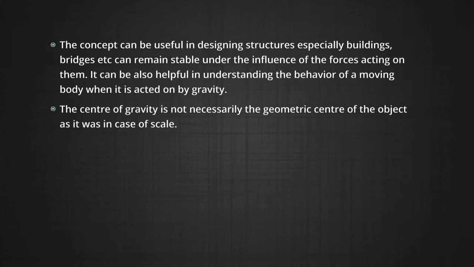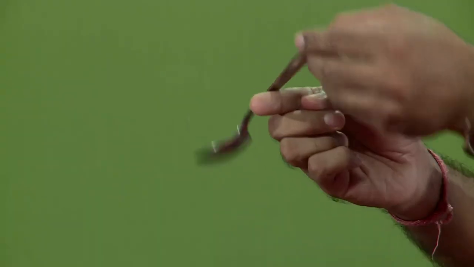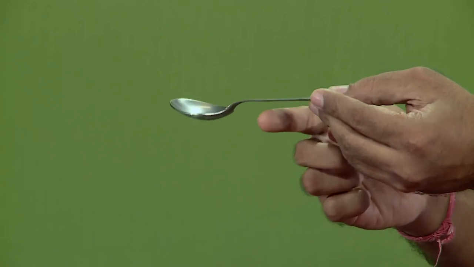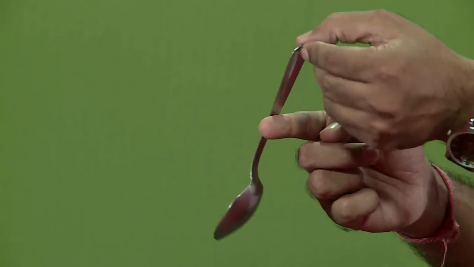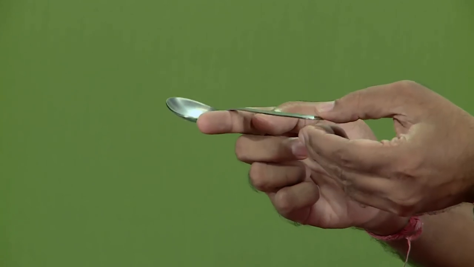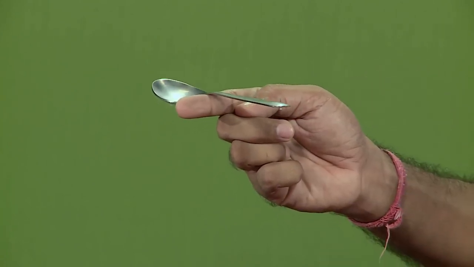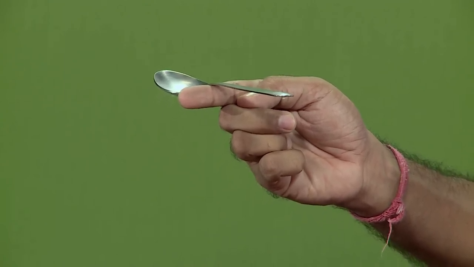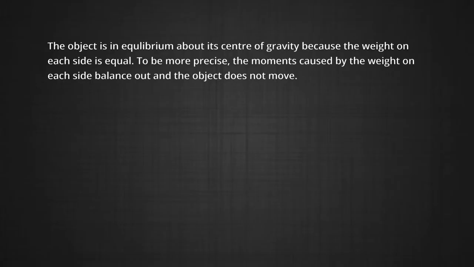The center of gravity is not necessarily the geometric center of the object, as it was in the case of a scale. Let's try it with a spoon. If we try to balance it in the center, the weight of the spoon end will pull that end down and it will eventually rotate. But the spoon remains in equilibrium when it is balanced about its heavier end. The object is in equilibrium about its center of gravity because the weight on each side is equal.